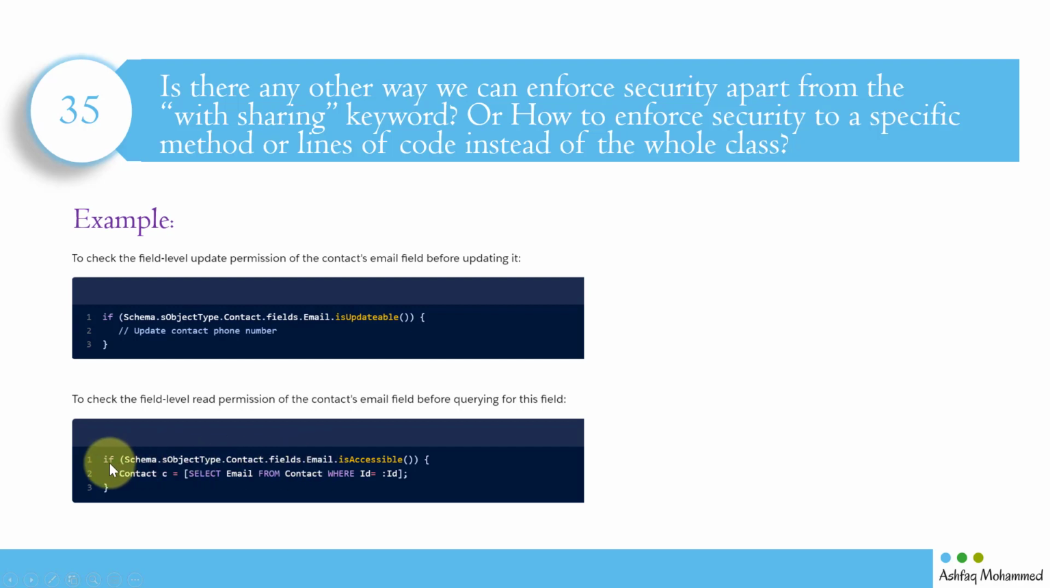So in a similar way we can write if Schema.SObjectType.Contact.fields.Email.isAccessible, then we can write the SOQL query, SELECT Email, right? We want to get the emails from Contact where Id in whatever Ids we want to provide for this SOQL query. So in this way we can enforce security on a specific method or lines of code.